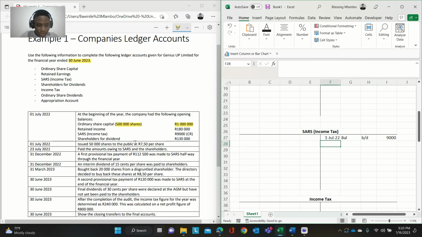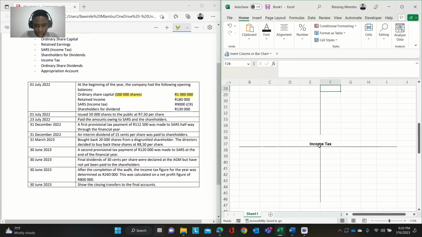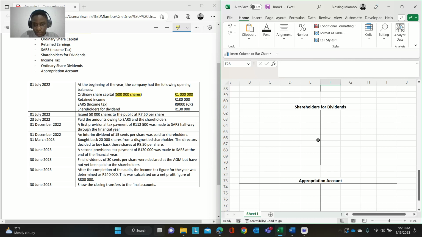And then shareholders for dividends had a balance of 130,000. Shareholders for dividends, as discussed above, is a liability account, meaning that we owe shareholders money. We owe dividends to shareholders. We still need to pay them. And this liability account increases on the credit side according to the early method.